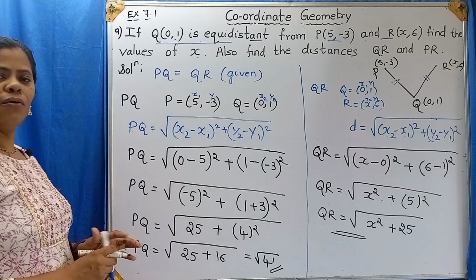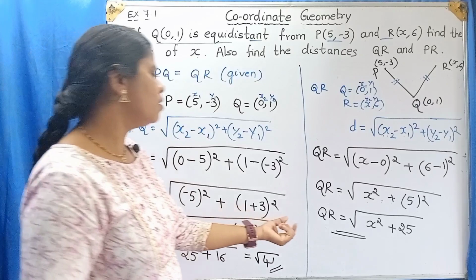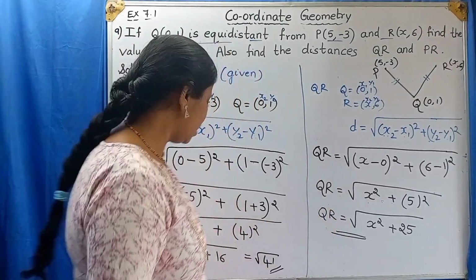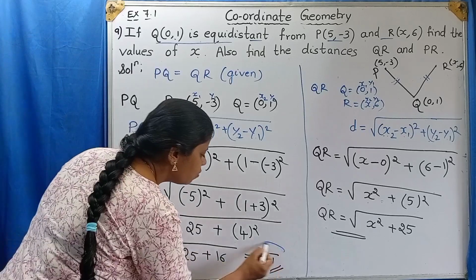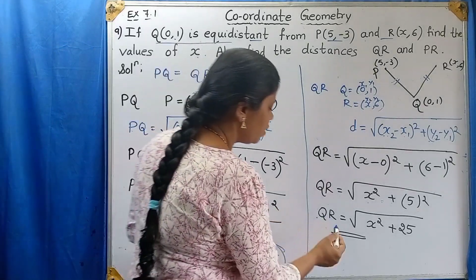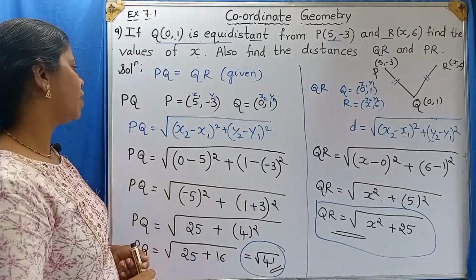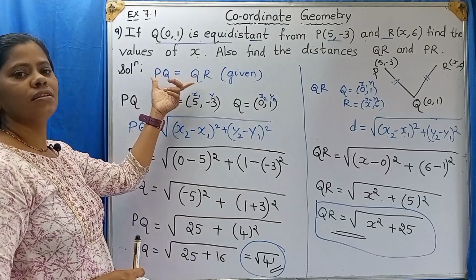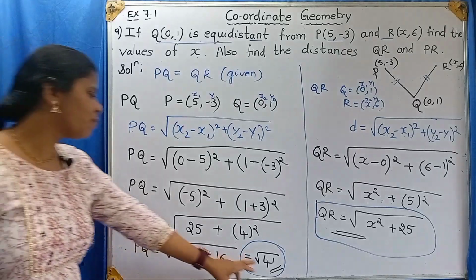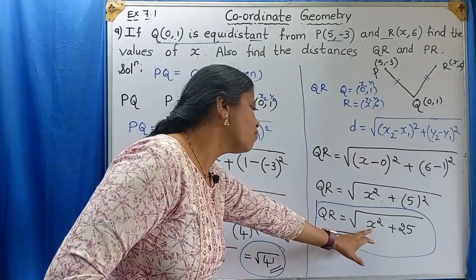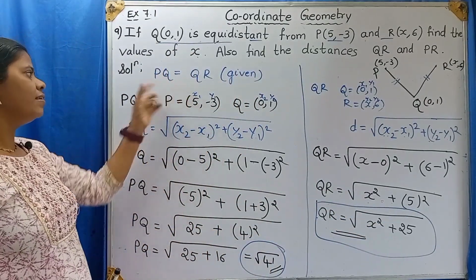Now we know the distance PQ and we know the distance QR. The distance PQ is square root of 41 and the distance QR is square root of x square plus 25. According to the condition, we know that PQ is equal to QR. So we can write that square root of 41 is equal to square root of x square plus 25. So let us write that. Let me rub the board.